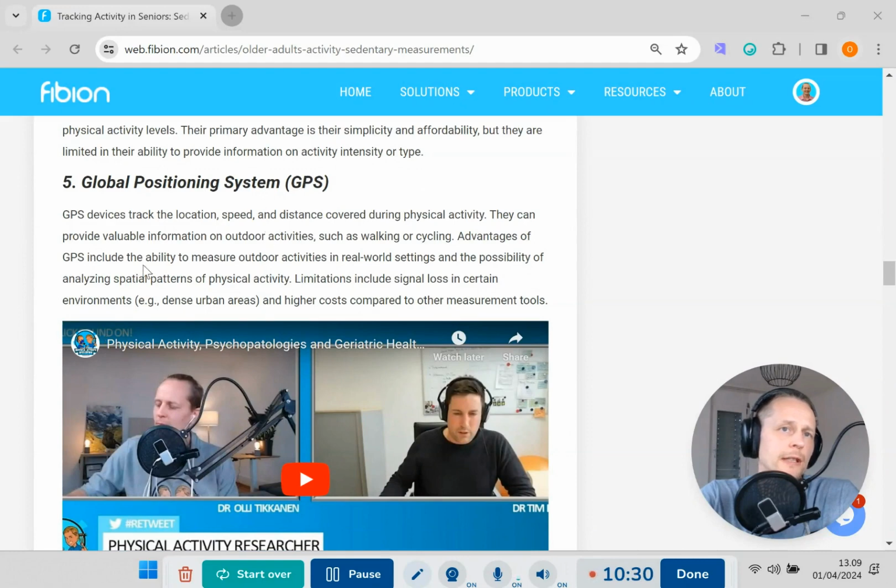And then the fifth option is to use global positioning system, so GPS tracking. And it's quite good to get the location, speed, and distance, especially for outdoor activities, but it doesn't really work that well for indoor. But if your idea is, for example, to get the outdoor activity and compare, for example, the nature-based physical activity to the urban areas, it would be a very good method to measure.